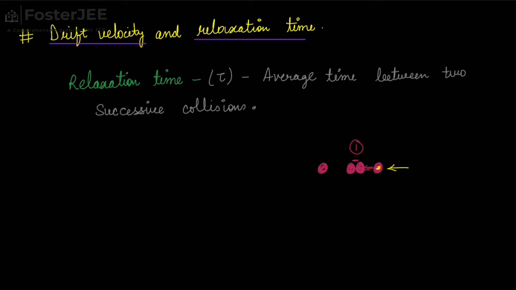After that, this electron will have some kinetic energy and it will start moving like this, and after some time it will also reach here and collide with this electron. This is the second collision. So we have seen that there are 2 collisions in this, and the time between the 2 collisions is defined as relaxation time, that is tau. I hope you are clear with this. This is just for understanding purpose.